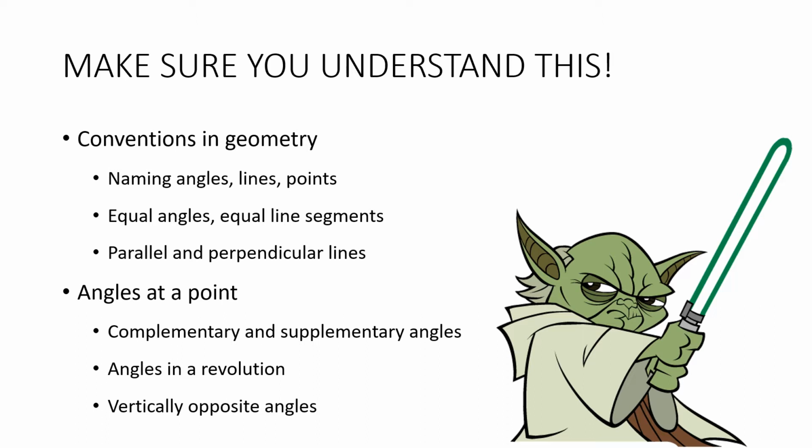In our first video we learnt about the conventions in geometry, like naming angles and lines and points, how to mark equal angles or equal line segments, and about parallel and perpendicular lines. In the last video we learnt all about angles at a point. We learnt about complementary and supplementary angles, angles in a revolution, and vertically opposite angles.